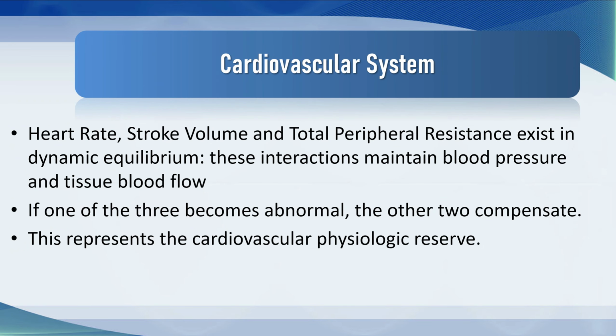The heart rate, the stroke volume, and the total peripheral resistance exist in a dynamic equilibrium. These interactions maintain blood pressure and tissue blood flow. If one of the three becomes abnormal, the other two compensate. This represents the cardiovascular physiologic reserve.